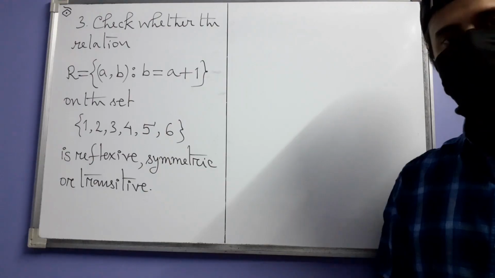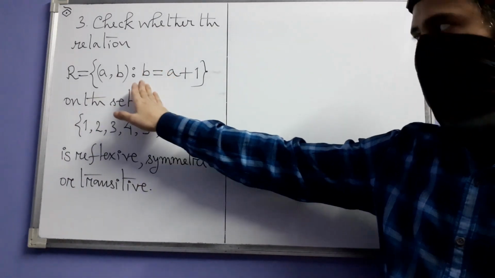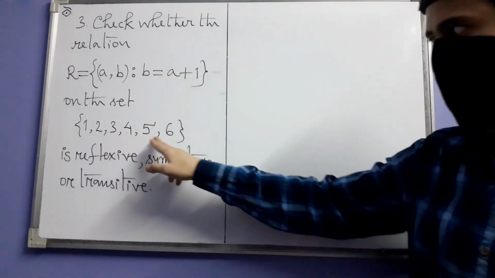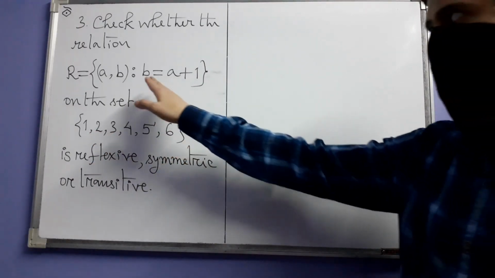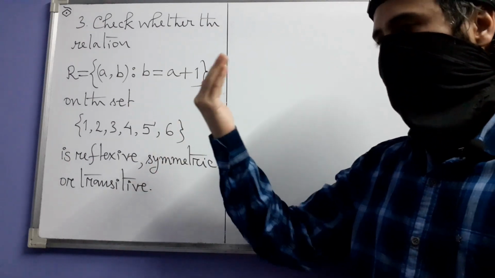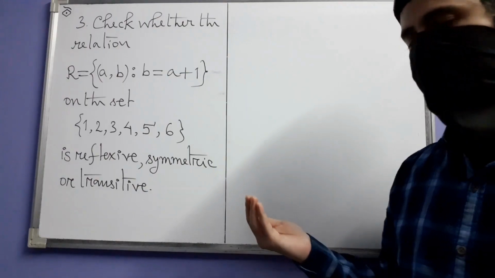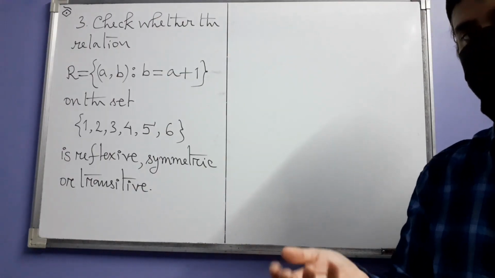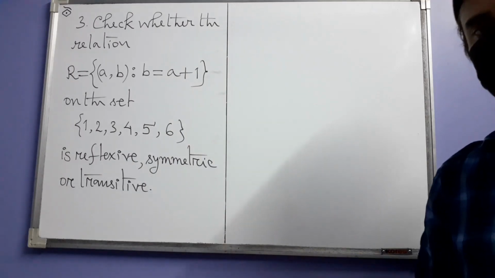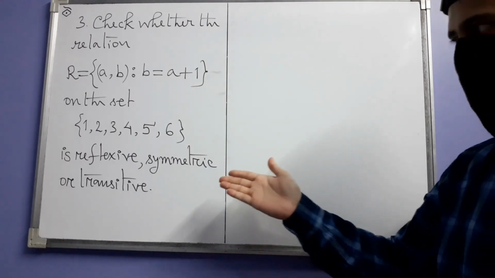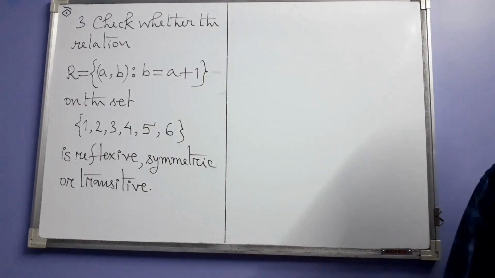Next we have 3. Here the set on which we are going to have a relation is the set of the first 6 positive integers, and this is the relation. Any two elements a and b from this set are related to each other in that order, that is, a is related to b if b is 1 more than a. We have to see if this relation is reflexive, symmetric or transitive. So let's see the solution.